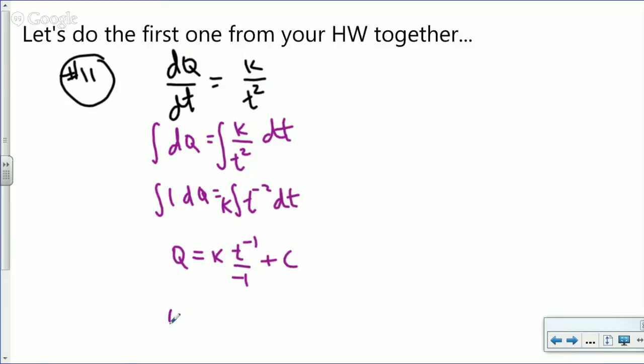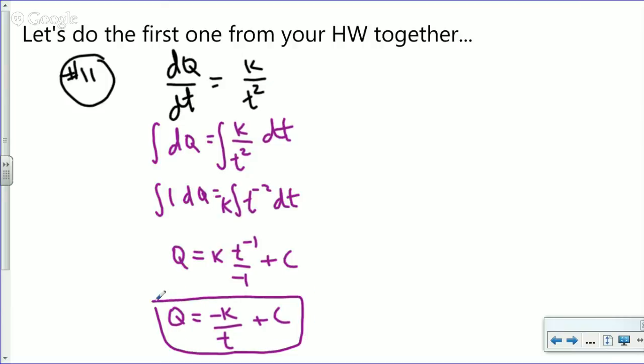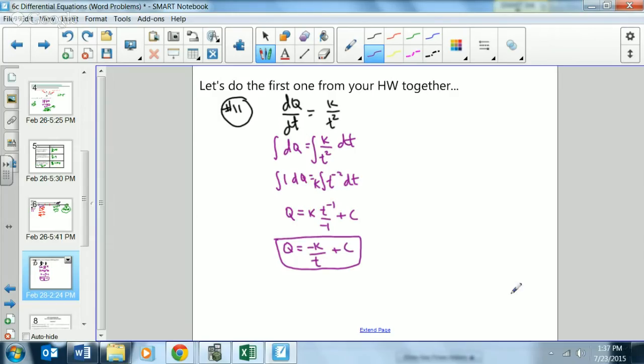We don't have an initial condition to plug in, so as promised, these are easier than yesterday's. I would just rewrite this, make it pretty. Let's put that negative 1 in front, k, and then let's rewrite that t to the negative 1 as t to the positive 1 in the denominator, plus c. And that's it, guys. That is it for differential equations. So your homework should not take very long at all.